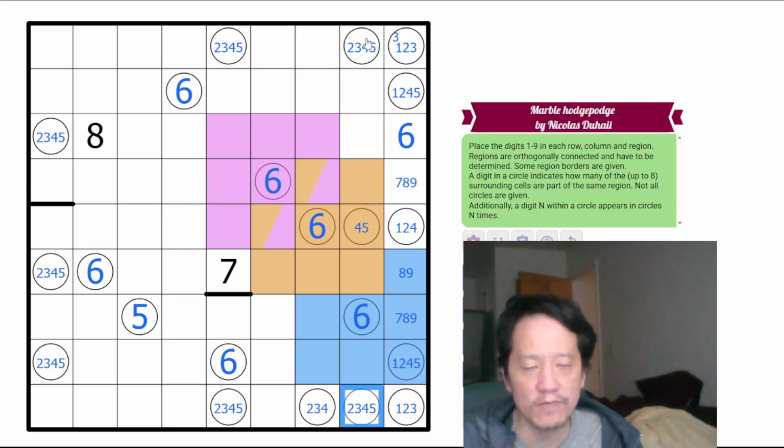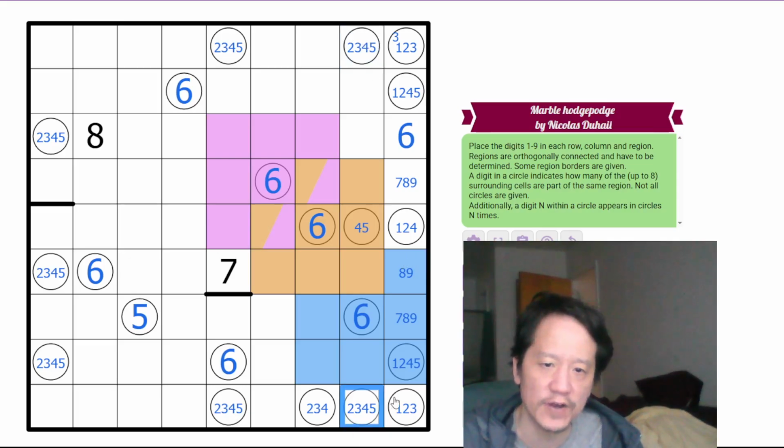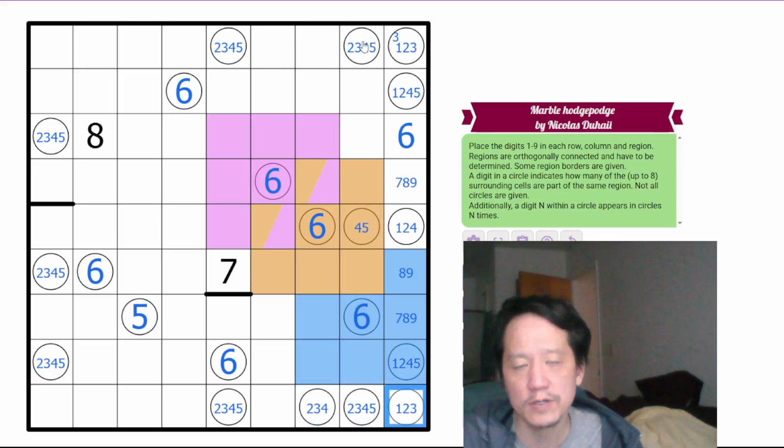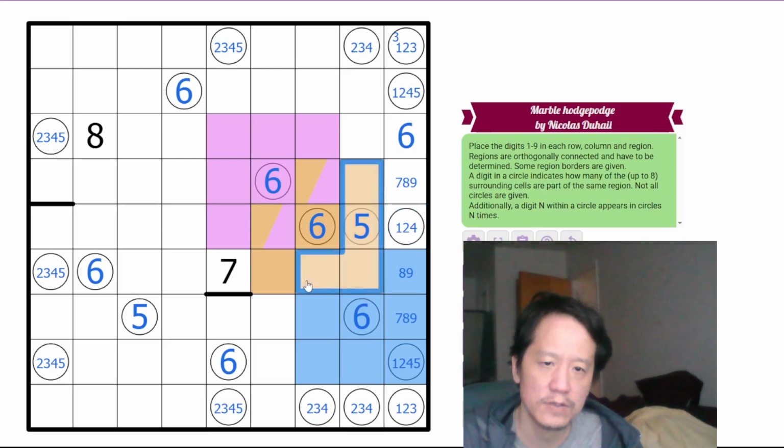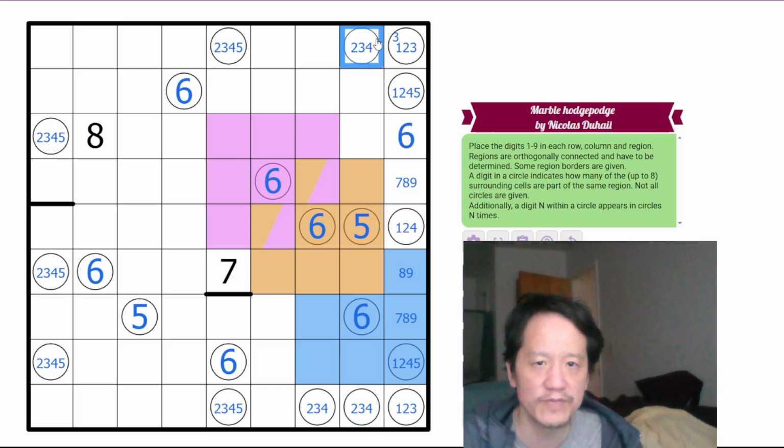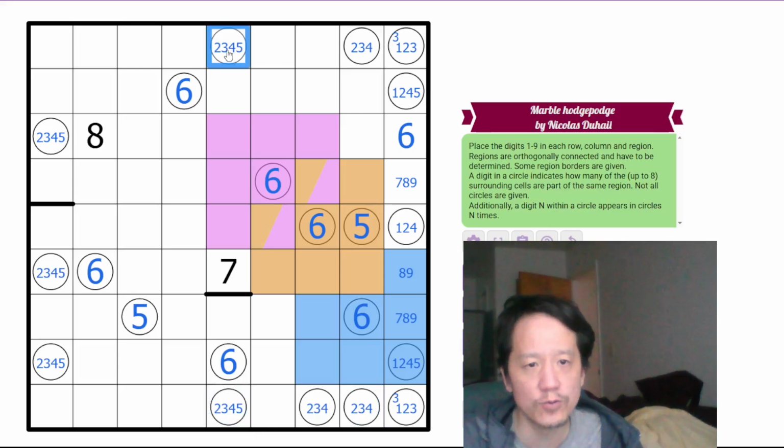This can't be 5, and this can't be 5. If this is 5, that would mean this is all the same region. This would be 3. But this 5 would have to be 5, and then this would all be the same region, and this would have to be 3. So neither of these can be 5 here. Therefore, this is a 5 here. So this is 5. This can't be 5, that can't be 5 because of that reasoning. Only one of these two can be 3, right? This is 5 or this is 5. We're not sure which.